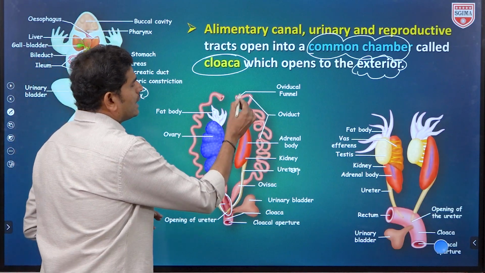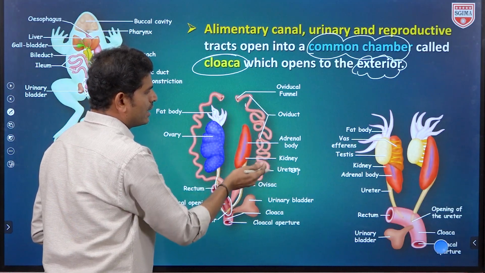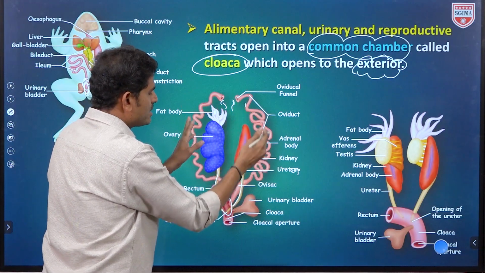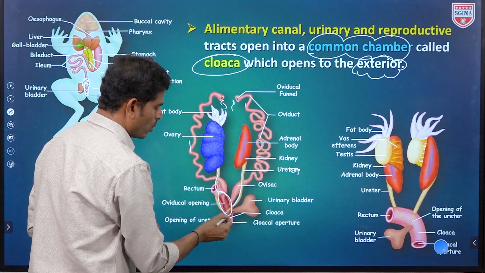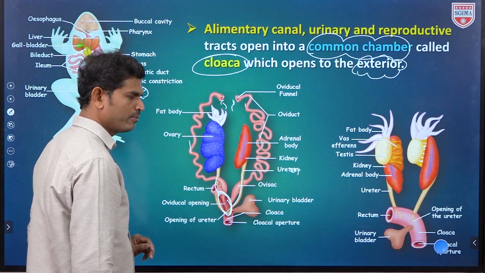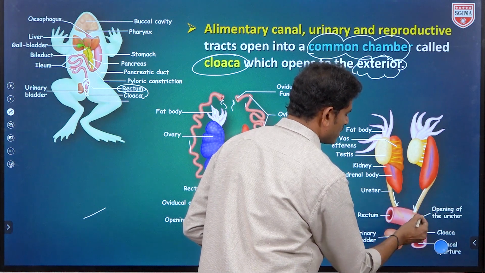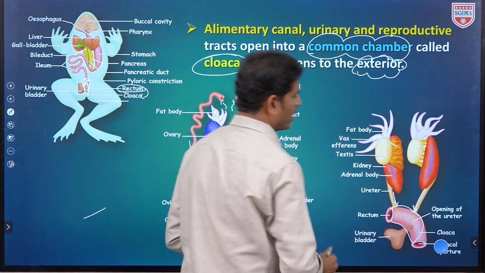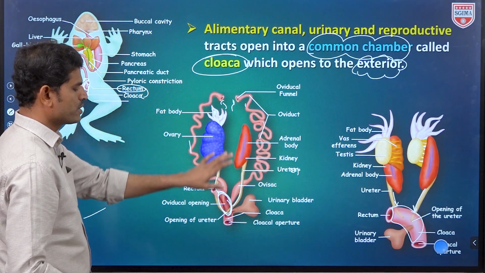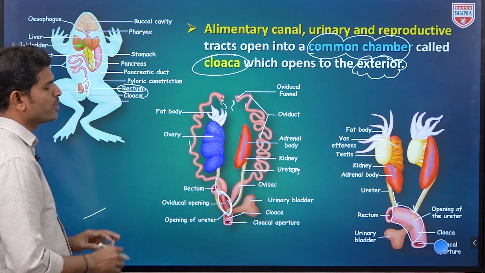Next one here, this is the reproductive system. These are called oviducts. The oviducts, with the oviducal funnel, collect the ovum, and these finally open into which one? The cloaca, the common chamber. So the reproductive system also opens into this common chamber. And finally the excretory system also opens into this common chamber, called the cloaca. So these three systems, digestive, reproductive and excretory, open into a common chamber.